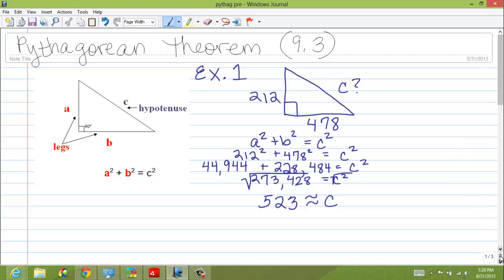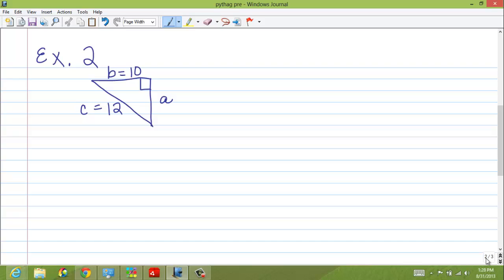Okay, let's look at another example. Here we're trying to find the length of a leg, and that would be leg A. We always start off writing the Pythagorean theorem. So a squared plus b squared equals c squared. We make our substitutions, and so I'll have a squared plus 10 squared equals 12 squared. And then we will evaluate the powers. We can't do anything with a squared, so we'll leave it. 10 squared is 100, and 12 squared is 144.